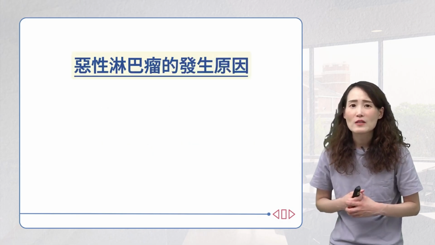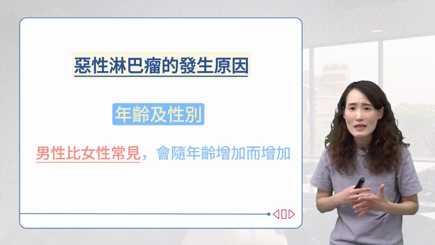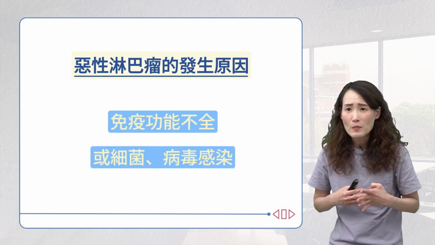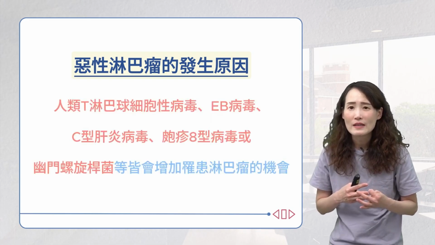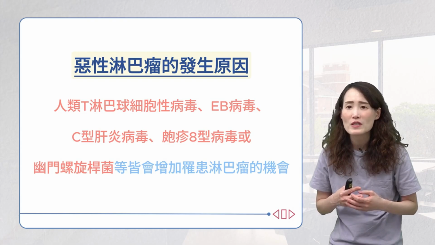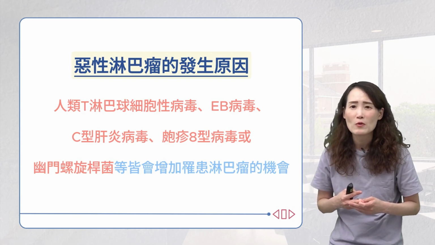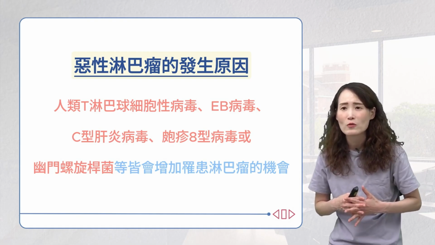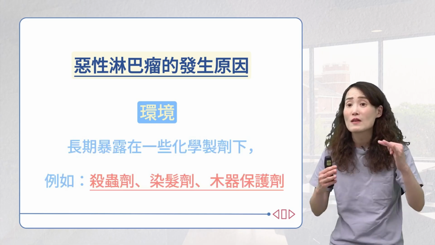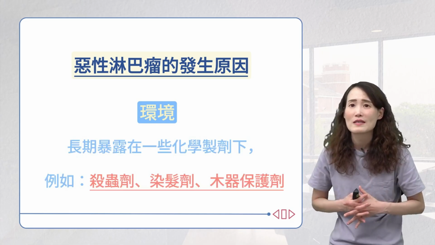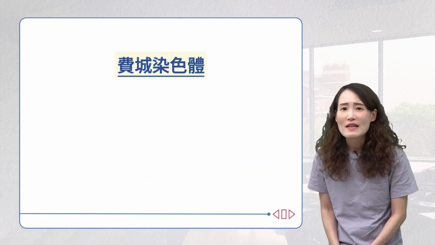The causes of malignant lymphoma relate to age and gender, with males being more common than females and the incidence increasing with age. Immunocompromised status or exposure to bacteria or viruses, such as human T lymphotropic virus, EB virus, hepatitis C virus, herpes virus type 8, Helicobacter pylori, etc., will increase the risk of lymphoma. Additionally, long-term exposure to pesticides, hair dyes, and wood preservatives will also increase the likelihood of malignant lymphoma.